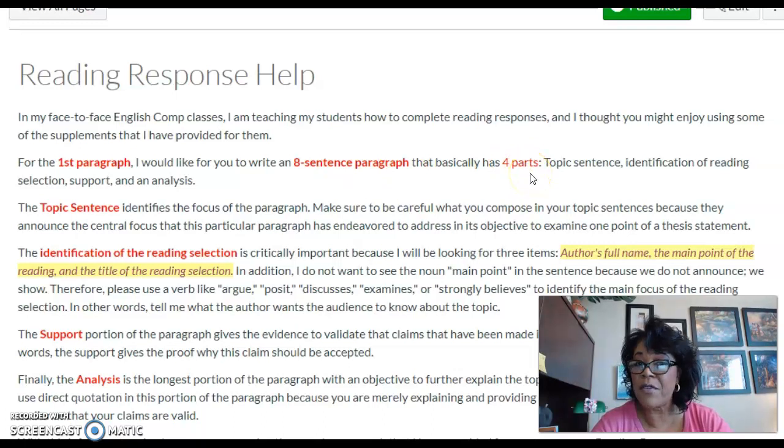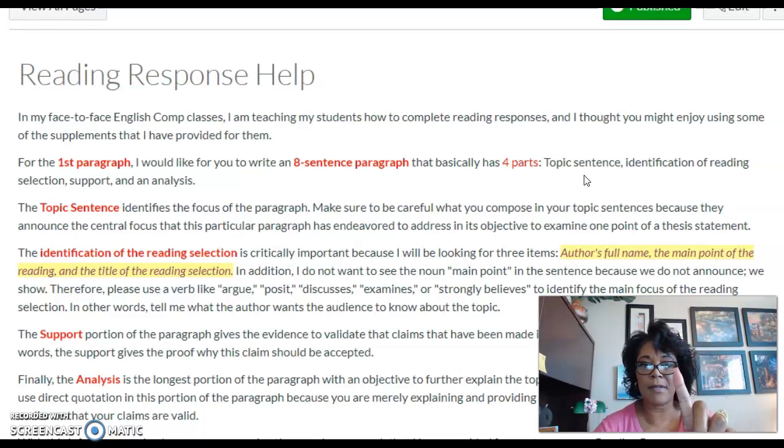Your paragraphs should have 4 parts. A topic sentence, that's going to tell me what the paragraph is about. Identification of the reading, you're going to tell me what the author's name is, the title, and the main point of the article. You're going to provide support. I need some form of documentation that is a direct quotation relating to the content that you're talking about. And then your analysis. Every paragraph has 4 parts.